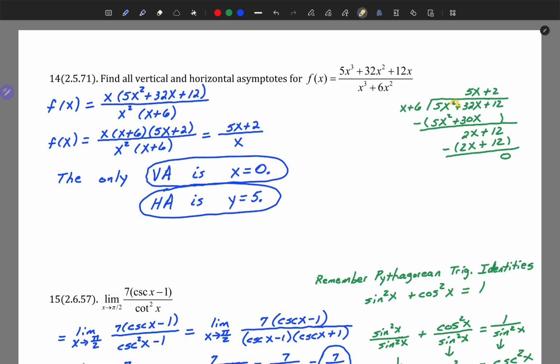And I said, well, x will go into 5x squared, 5x times, then 5x times x is 5x squared, 5x times 6 is 30x. We subtract that out. And whenever you do that, the 5x squareds cancel. 32x minus 30x is 2x. I brought down the plus 12. At that point, I had to say, well, how many times will x go into 2x? 2 times. So 2 times x is 2x. 2 times 6 is 12.